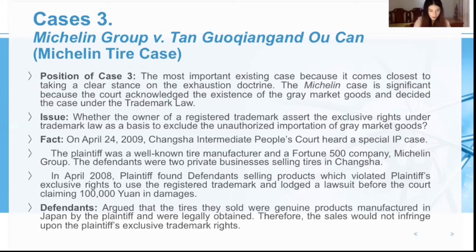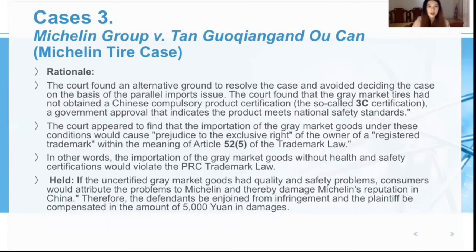The issues needed to be brought squarely before the court. Could the owner of the registered trademark assert the exclusive rights under the trademark law as a basis to exclude the unauthorized importation of grey market goods? Once again, however, the court found alternative grounds to resolve the case and avoided deciding the case on the basis of the parallel importation issue.